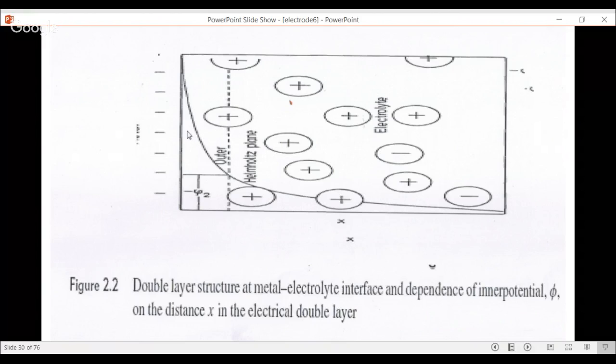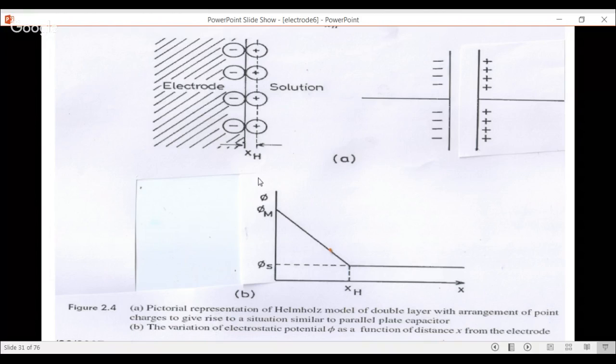Now the accumulation of the positive cations at the negatively polarized electrode is called the inner Helmholtz layer. We will come to the outer Helmholtz layer a little later. So now this is what is happening. If I were to take an electrode and polarize it negatively, the positive ions will be accumulating very near to the electrode. So this is the electrode, this is the solution phase.